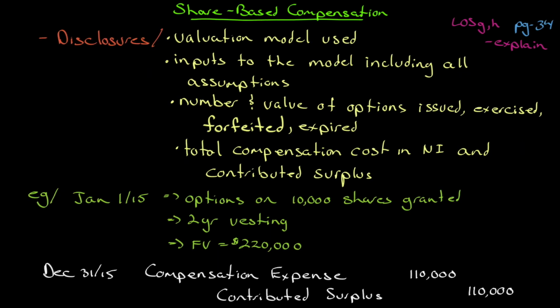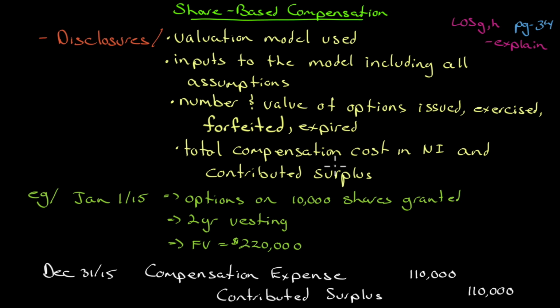All right, let's look at some of the disclosures required for share-based compensation. As I said before, the valuation model used must be disclosed. The inputs to the model, including all assumptions, will be given. The number and value of options issued, exercised, forfeited, and expired will also be given. And total compensation cost in net income and contributed surplus. So that's kind of a funny thing, contributed surplus. What's going on there? It's hard to understand how this stuff is spread out over the statements unless we understand the transactions. So let's just look at a few journal entries of how this stuff would be recorded, and you'll see what I mean.